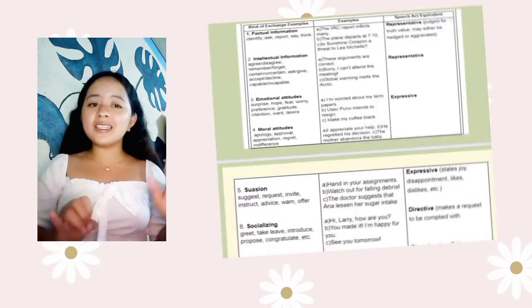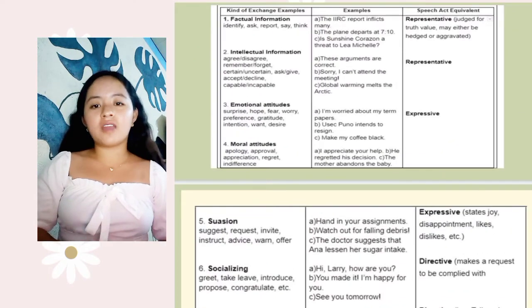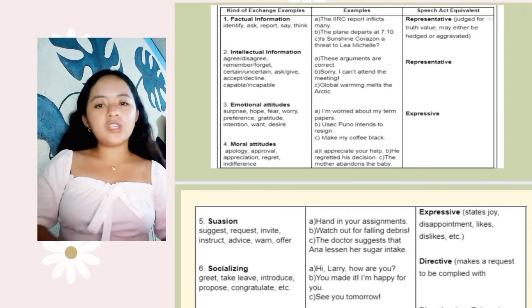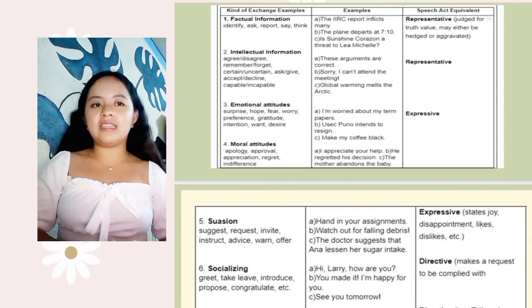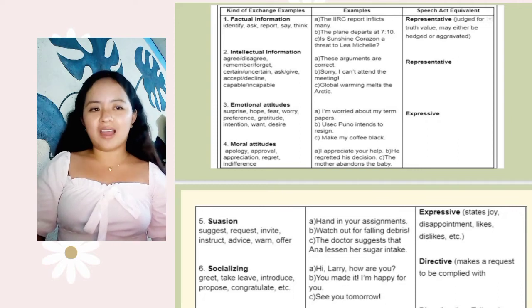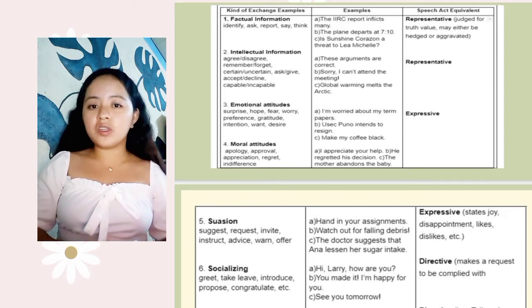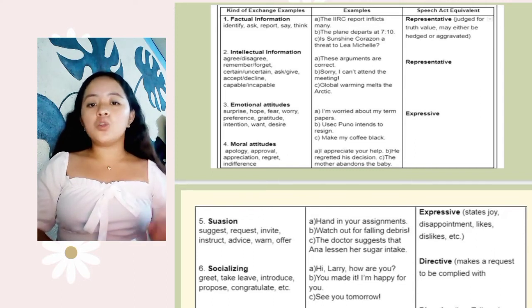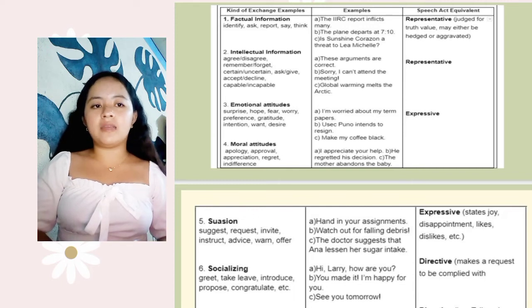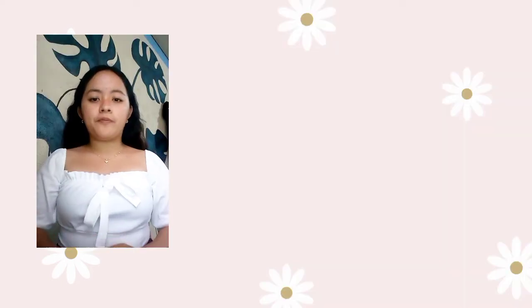Okay, I have here a presentation with regard to the six major speech act functions and sub-functions, which is cited in Hatch 1992. Now, the grid is shown on the presentation. So as you can see, it has six major speech acts, namely the factual information, intellectual information, emotional attitudes, moral attitudes, suasion, and socializing.